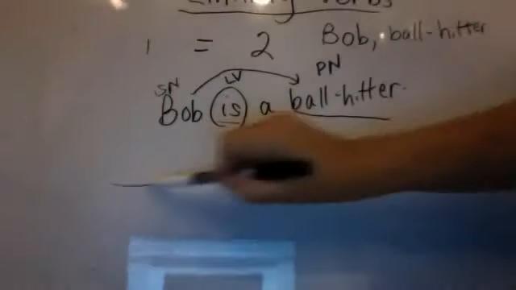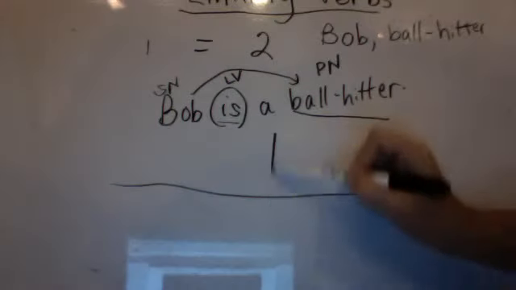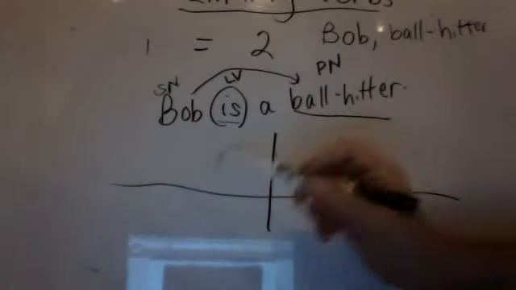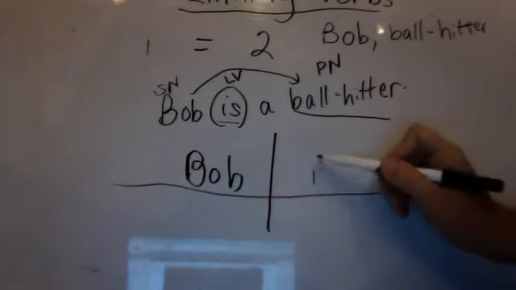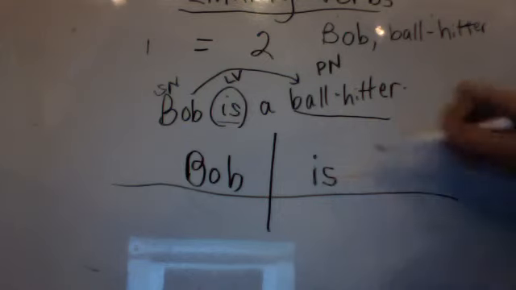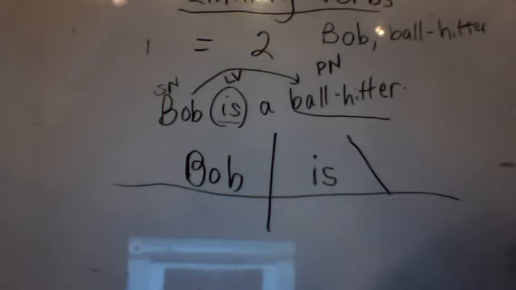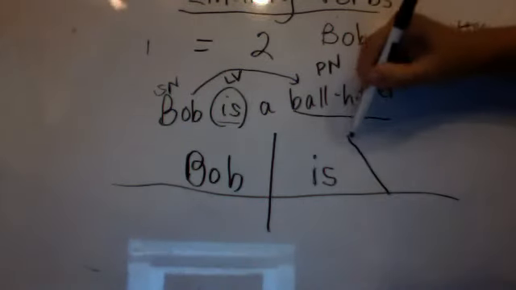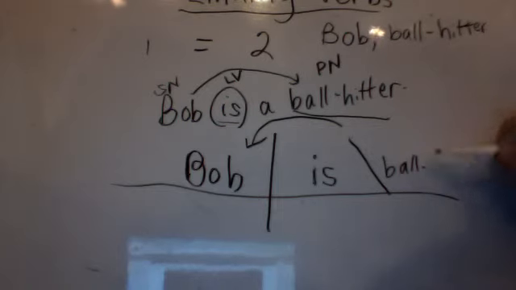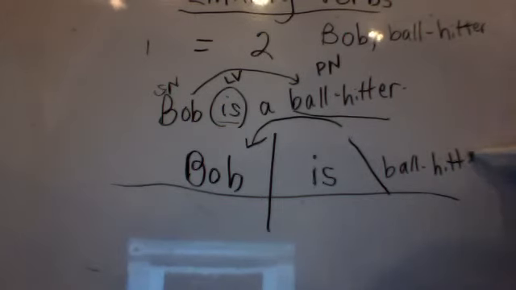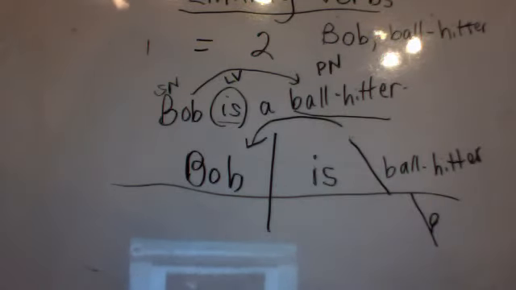To diagram this, we would have our line, our subject verb line. Bob is our subject. Is our verb. Again, our diagonal line. I kind of like to think about this as you could just put an arrow there, linking ball hitter to Bob. But you have your diagonal line, and then ball hitter. Of course, we need the word a, which is our article adjective, which is modifying ball hitter, which goes underneath.